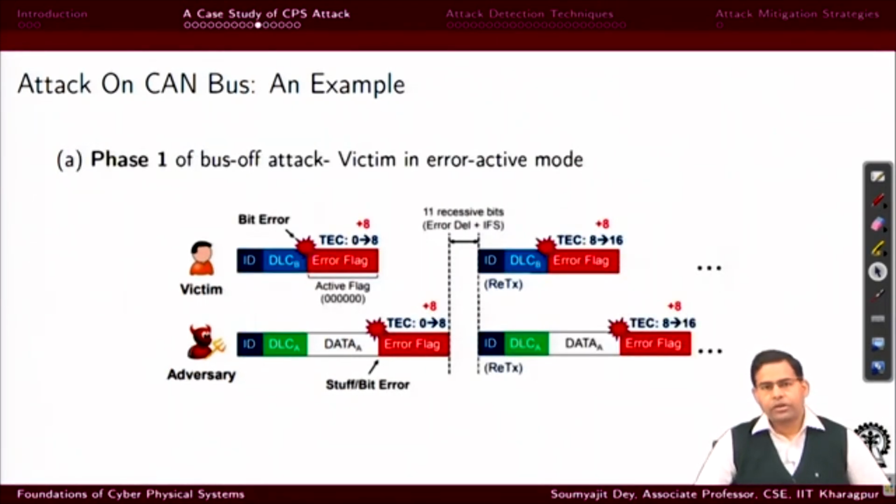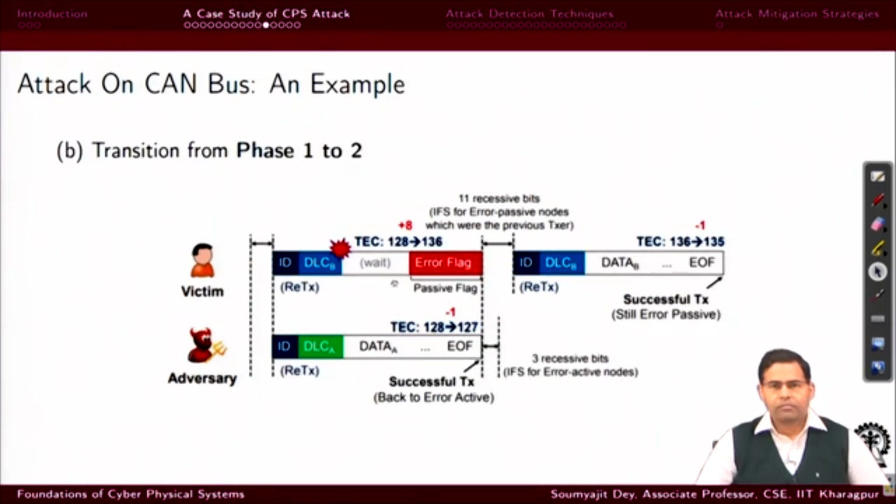The difference is, when it was in the error active state, due to each error it was sending an active flag, which was a sequence of zeros. But now, while it is in the passive phase, it will send a passive error flag, which is not such a sequence of zeros, and it does not dominate the adversary's future messages. So I do not have any sequence of zeros coming; this is a passive flag. So whatever transmission the adversary is doing now will be fine.